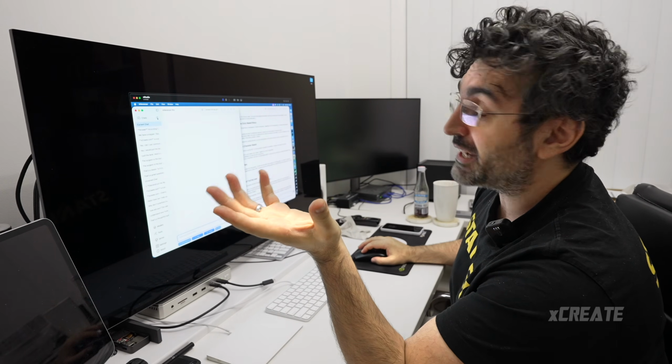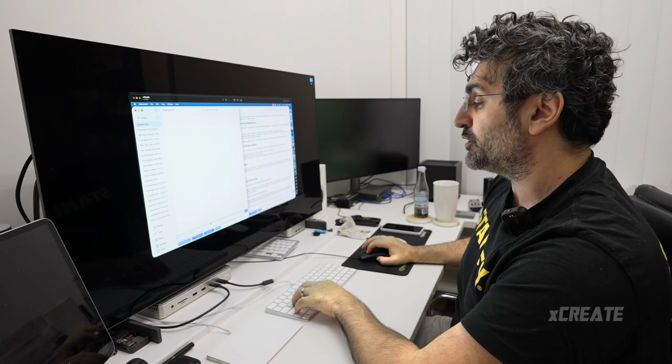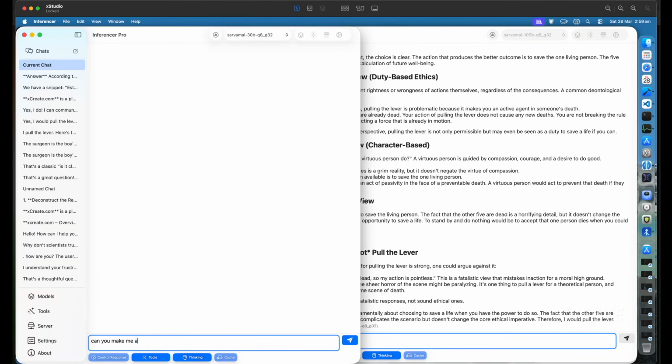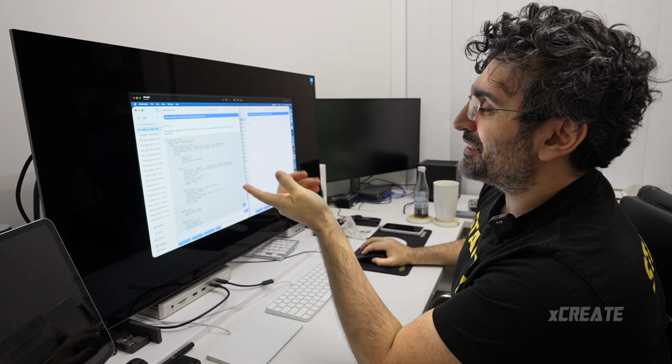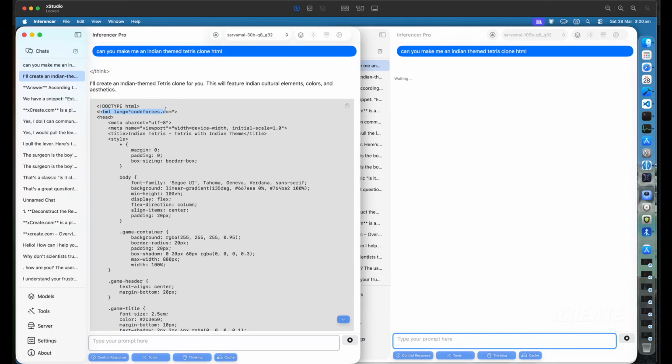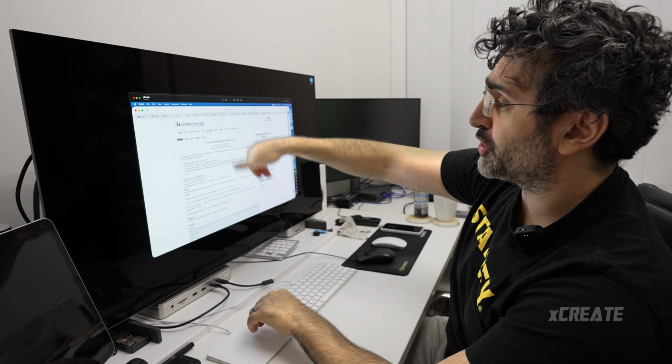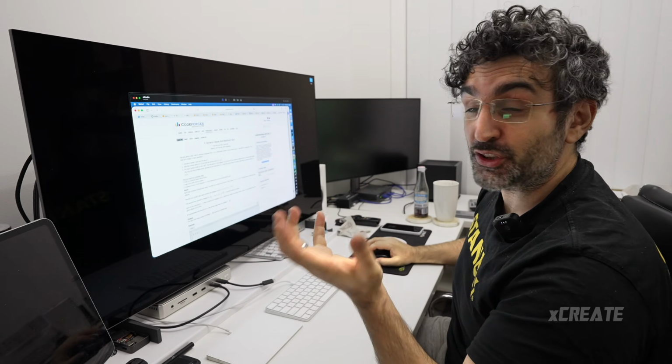I'll give it one more test. I'll hit it with some coding tests. I'll do something really simple actually, an Indian themed Tetris. And this is fun because right at the top it says HTML is from codeforces.com. So it probably just cloned this entire website. That's how it got its coding knowledge.